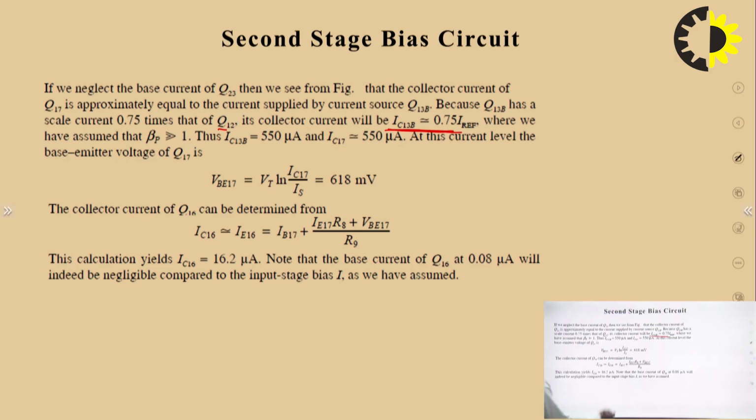We are assuming that beta P is much greater than 1. So IC13B will be 550 microampere, and IC17 will also be equal to 550 microampere.